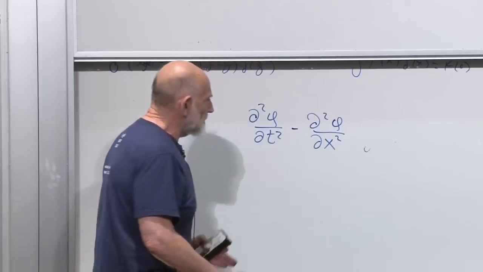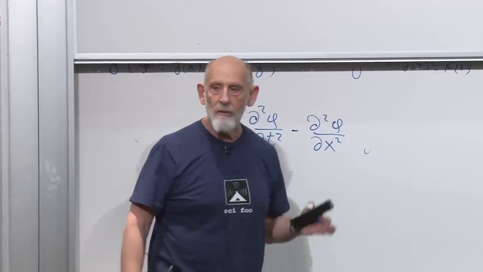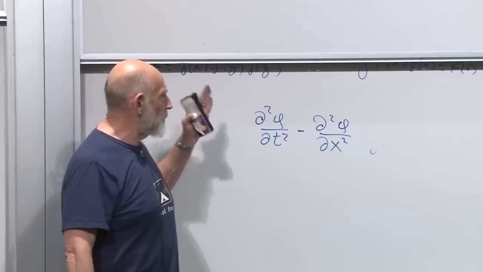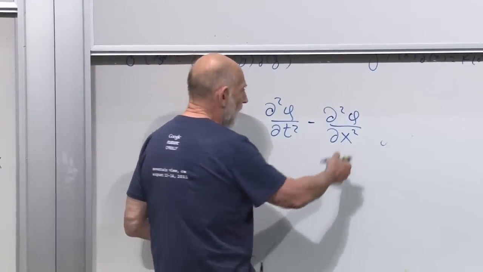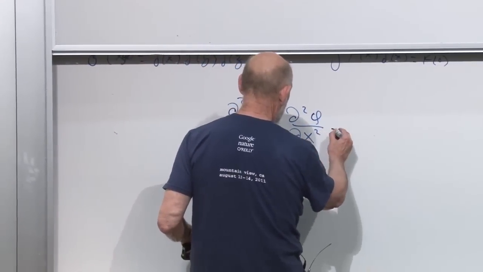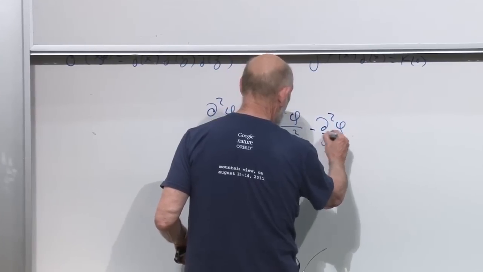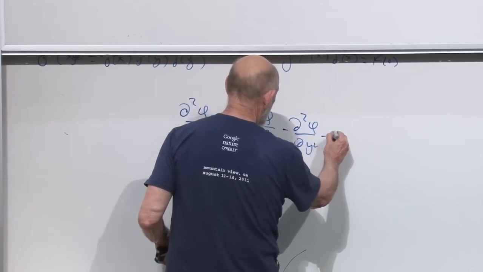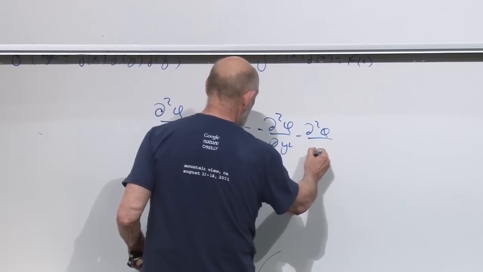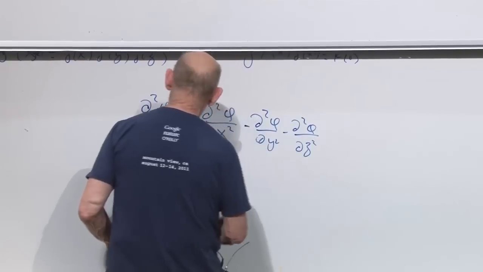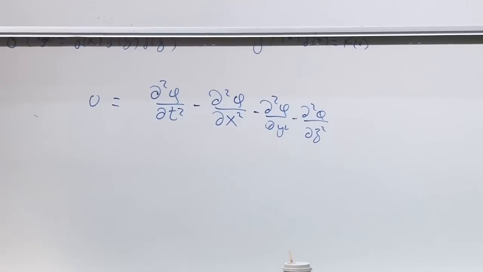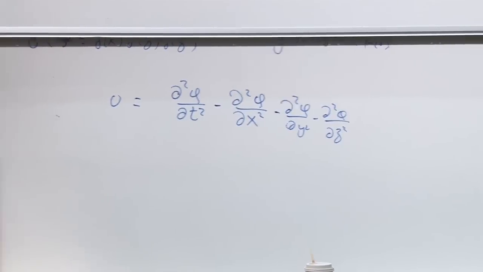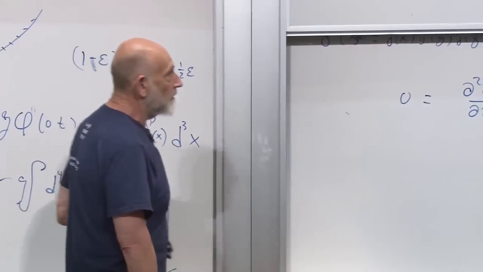If that's all there was, I would set that equal to 0, and this would be a good old-fashioned wave equation, one-dimensional in this case. If we wanted to add more dimensions, we would add minus d second phi by dy squared, minus d second phi by dz squared, and we would set that equal to 0. That would be the wave equation describing waves of this thing phi.